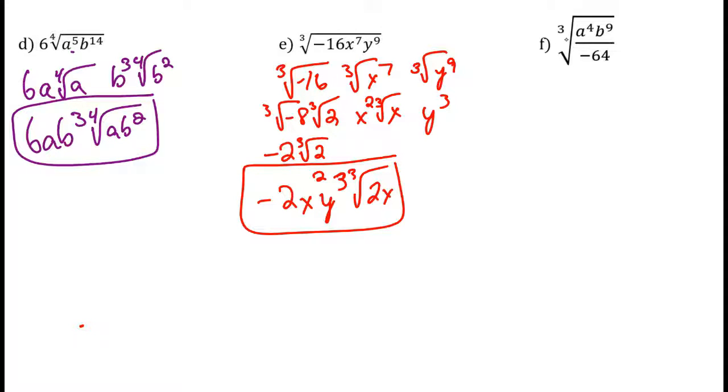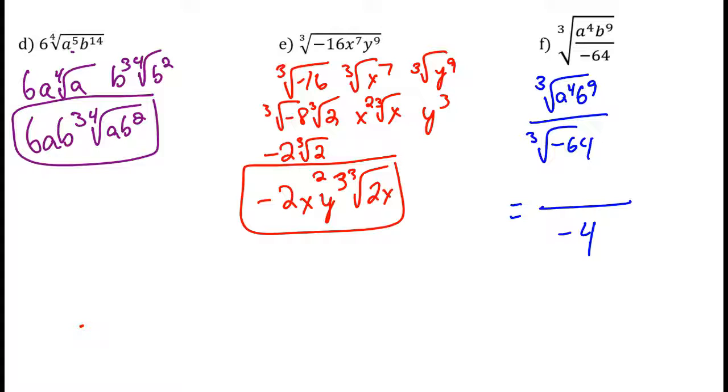And letter F. The cube root of a quotient is the quotient of the cube roots. So we need to do the cube root of a to the 4th b to the 9th, over the cube root of negative 64. I know what number times itself three times gives me negative 64. That's negative 4. I can take out one group of 3 from a to the 4th and be left with one of them. So I have the cube root of a. And the cube root of b to the 9th, I can take out 3 groups of 3, and I'm not left with any. So my final answer is ab cubed times the cube root of a, over negative 4.